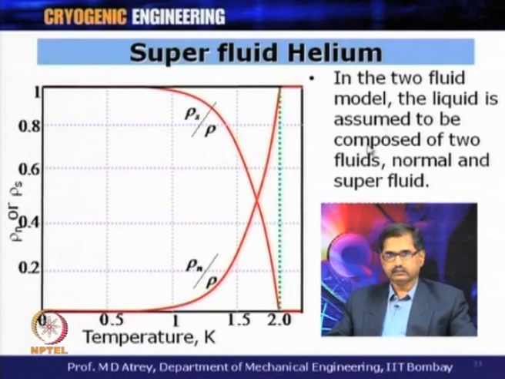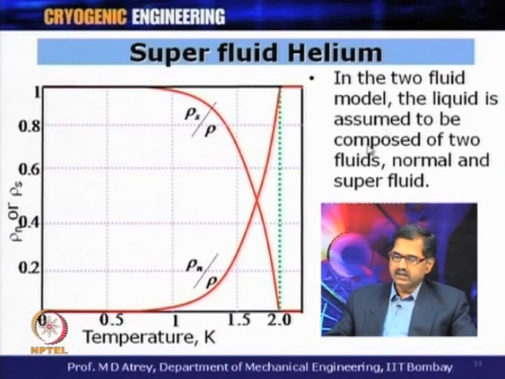What you can see from this figure is, as you go below 2.17 Kelvin, rho n by rho, it is rho n by total density, the density of normal fluid divided by total density, is becoming absolutely 0, which means that the contribution of rho n is becoming absolute 0. It is coming to 0, while rho s by rho starts increasing below 2.17 Kelvin and it almost becomes equal to 1, which means that rho s is equal to rho in this case.